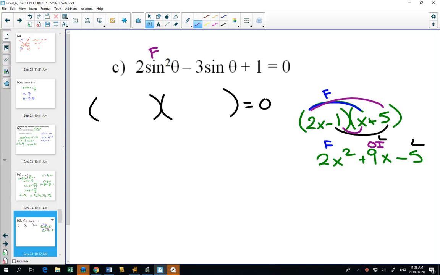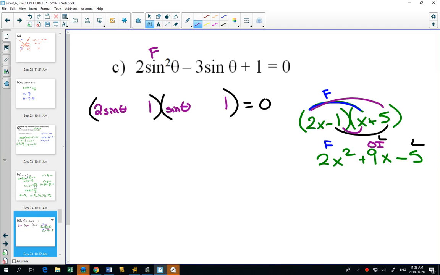Sometimes they're harder. If it's a 4, then you have 2 and 2 or 1 and 4, a little bit harder. But for the most part, the ones in grade 12 are going to be easy like this. There's only one choice. It has to be 2 sine theta and 1 sine theta. I then look at my last number. I get a 1. With whole numbers, what's my only possibility? 1 and 1.